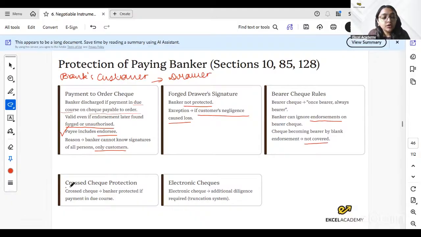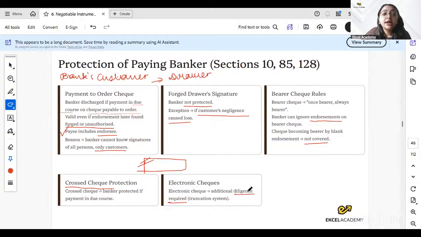Crossed check protection. What is a crossed check? Let's say, for example, this is your check. Drawing two parallel lines on the corner of the check is known as crossing. Why is that done? Then the check will not be payable over the counter. That is, the bank will not be able to give you cash for that check. It will only be able to deposit that money into your bank account if the check is crossed. So in a crossed check, if the banker has made the payment in due course, the bank will be protected. And in the case of electronic checks, additional diligence is required. How is additional diligence required?